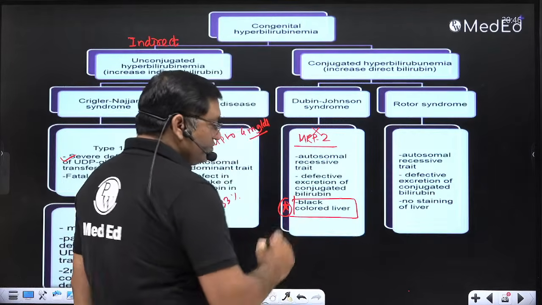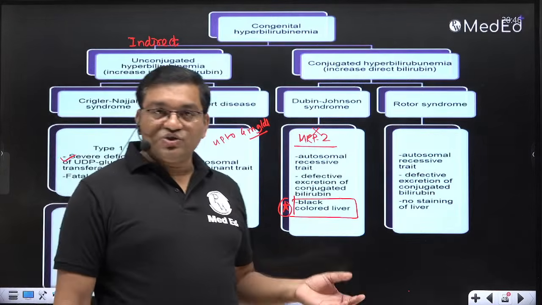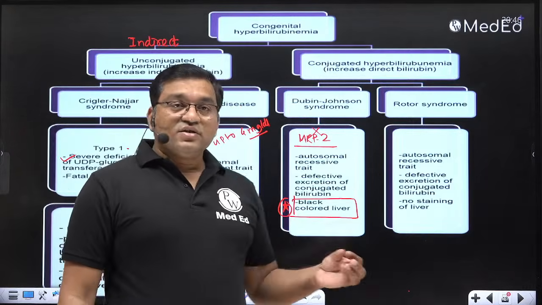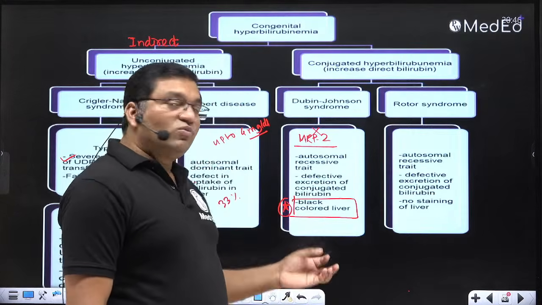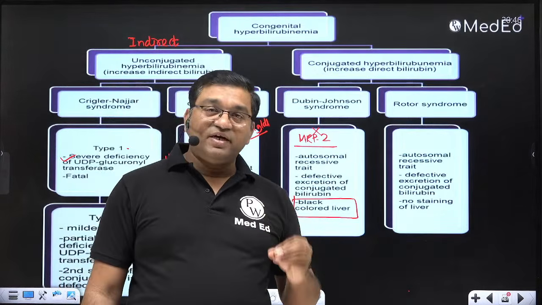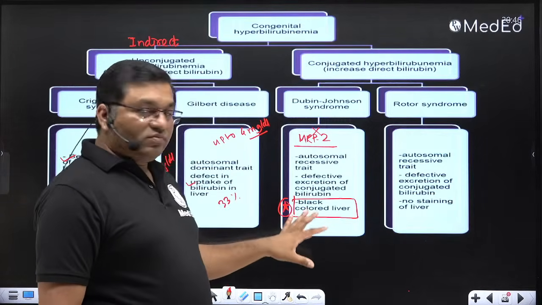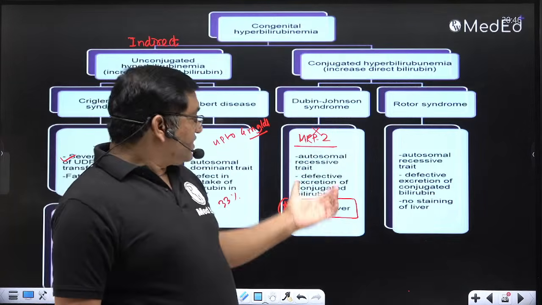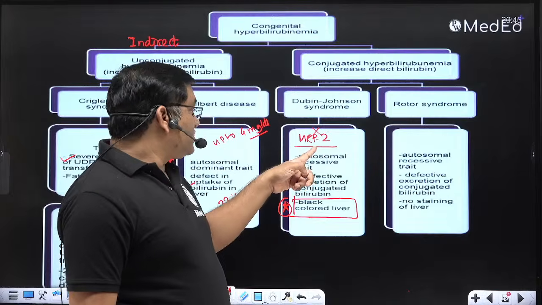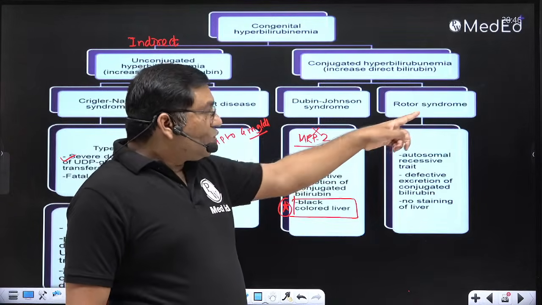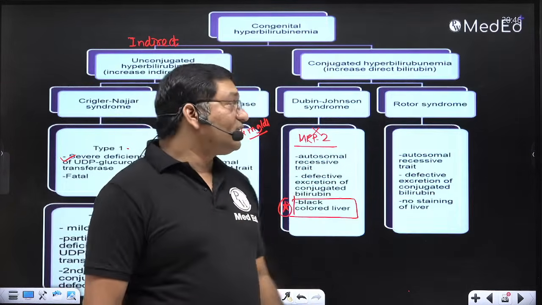So it is also known as black colored jaundice or black colored liver. This is thought to be because of accumulation of epinephrine metabolite, making the liver black colored. And this can be MCQ. Then Rotor syndrome.